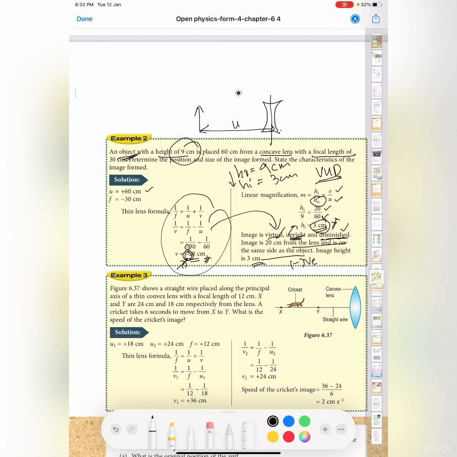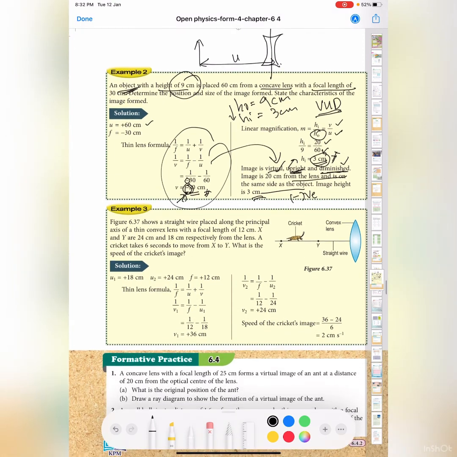I hope you understand example 2. If you have any difficulty understanding example 1, example 2 or example 3, which you are going to learn on your own after this, I have touched on 1 and 2, so you can try 3. If you have any difficulty, do message me and ask me. Thank you.